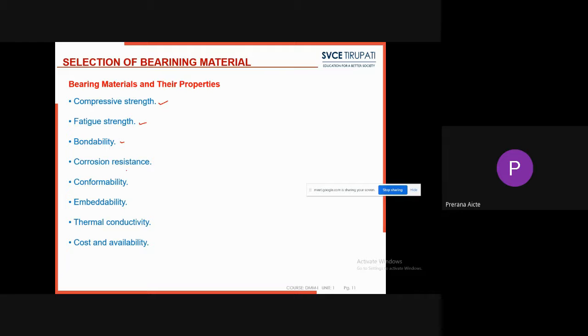Right? Okay. Conformability, what is conformability? The material is free from any dust or smoke or any unwanted particle. Why?